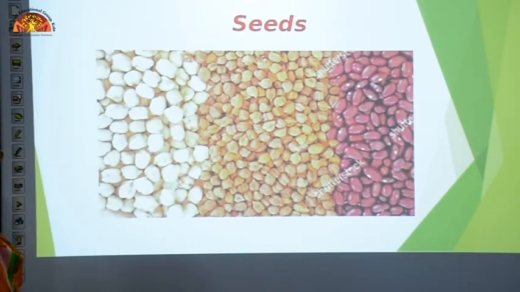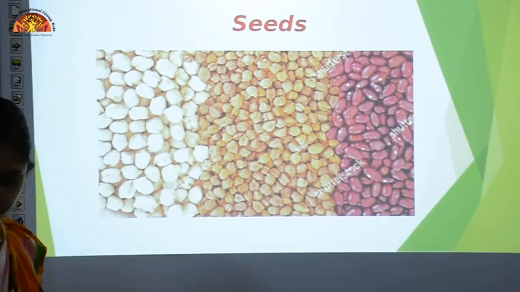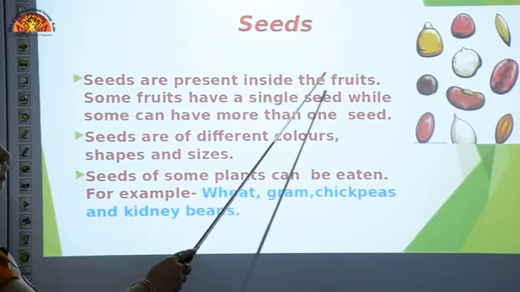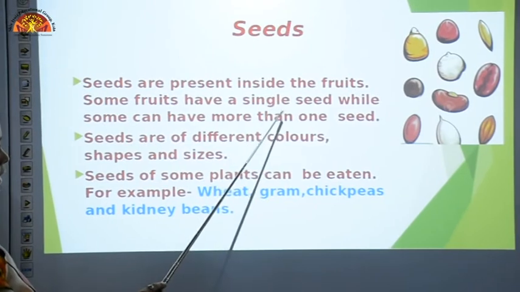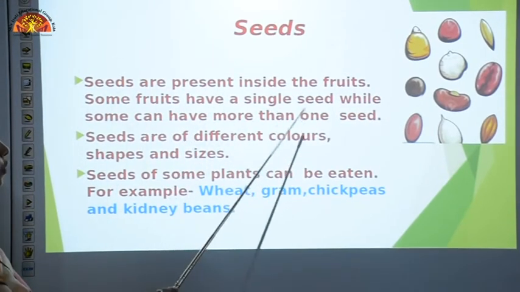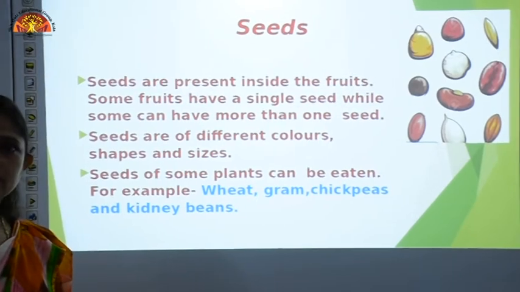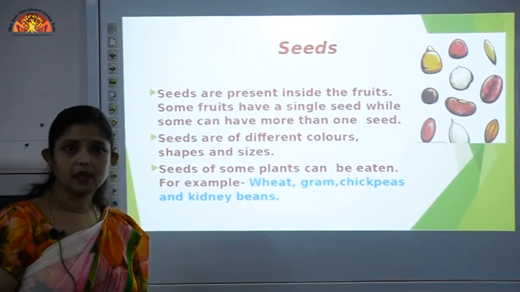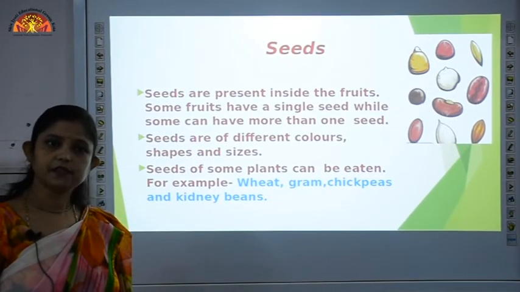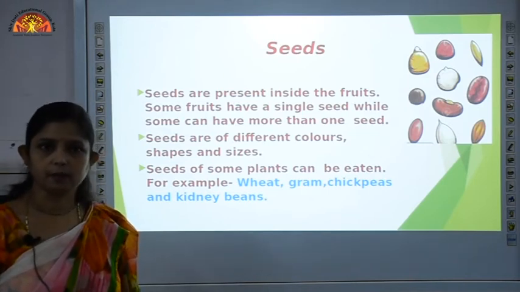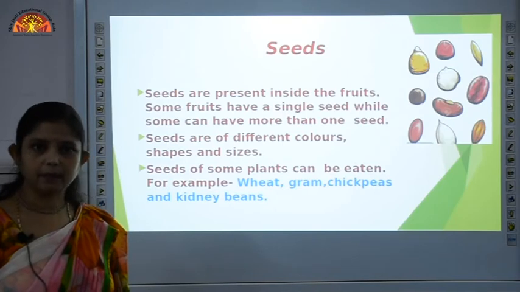Now we come to the next topic, that is seeds. Okay, so most of the fruits have seeds. Seeds are present inside the fruits. Some fruits have a single seed, while some can have more than one seed. Some examples are mango and lychee, they have single seeds, while in some there are more than one seeds, like in the case of watermelon and papaya, there are many seeds.